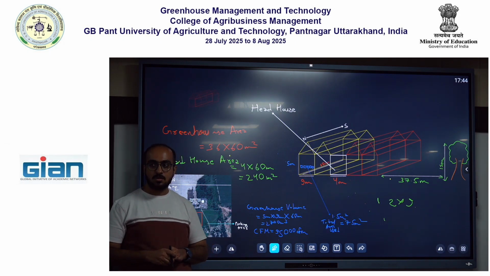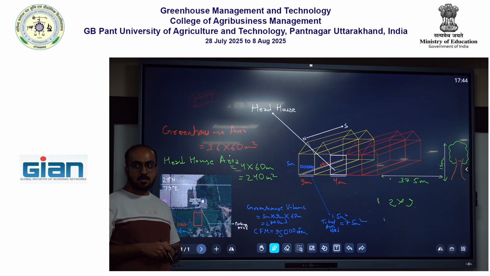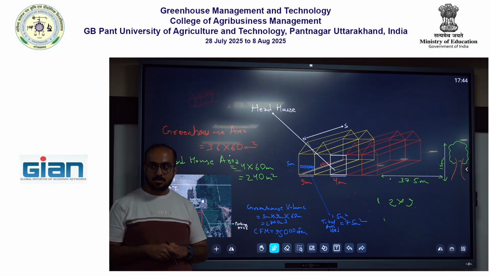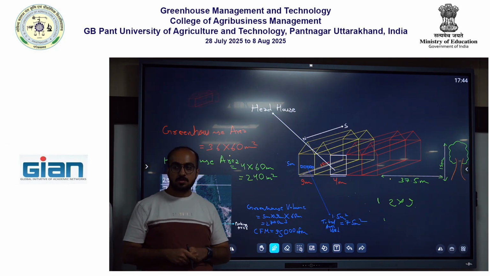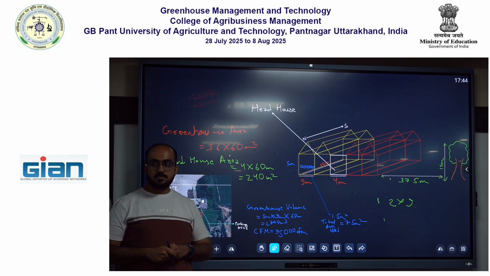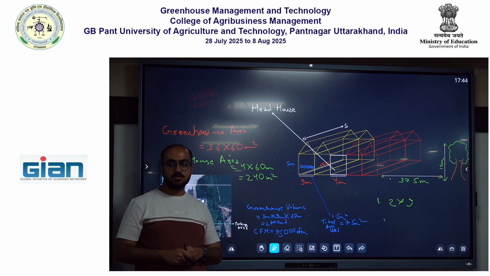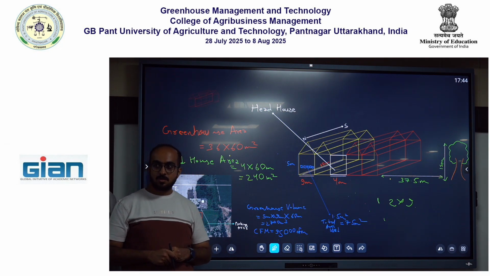Something that would have been added to what you have done. You have shown a multi-span greenhouse, you have shown the location of the head house, things like that. But you can take one of those units on the side and expand it, and show where the purlins are, where the rafters are, where the side vents are, where the roof vent is, kind of like the designing of that. That would also help. So those two things can be improved upon. Alright, good job. Thank you.